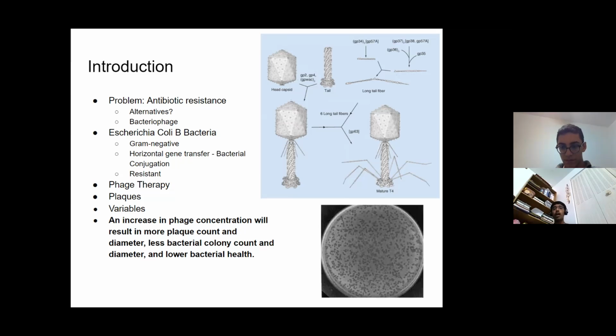bacteria cells. Our test subject was E. coli B. We chose it because it is a harmless gram-negative bacteria cell which is capable of bacterial conjugation, wherein the cell can develop resistance.